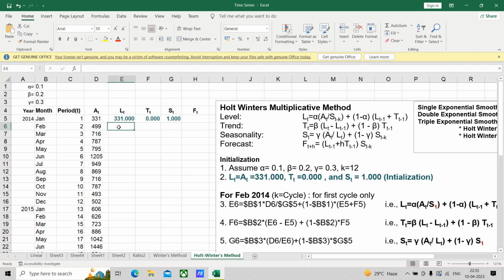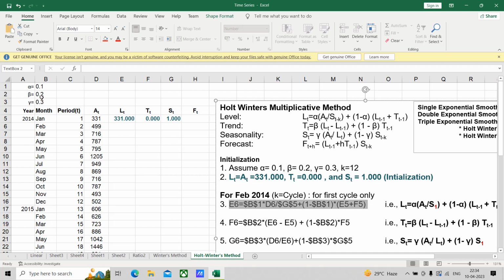So in this cell we will apply this formula, and in this formula we take the value of alpha. Alpha is assumed 0.1, beta is assumed 0.2, and gamma is assumed 0.3, and these values are stored in cells. In B1 the value of alpha is 0.1, in B2 the value of beta is 0.2, and the value of gamma in B3 is 0.3.